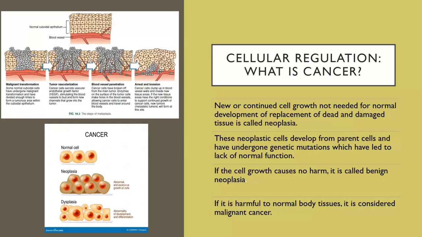So what is cancer? New or continued growth not needed for normal development, a replacement of dead and damaged tissues called neoplasia. The neoplastic cells develop from parent cells and have undergone genetic mutations which have led to lack of normal function. If this cell growth causes no harm, it is called benign. But if it is harmful, it's malignant.